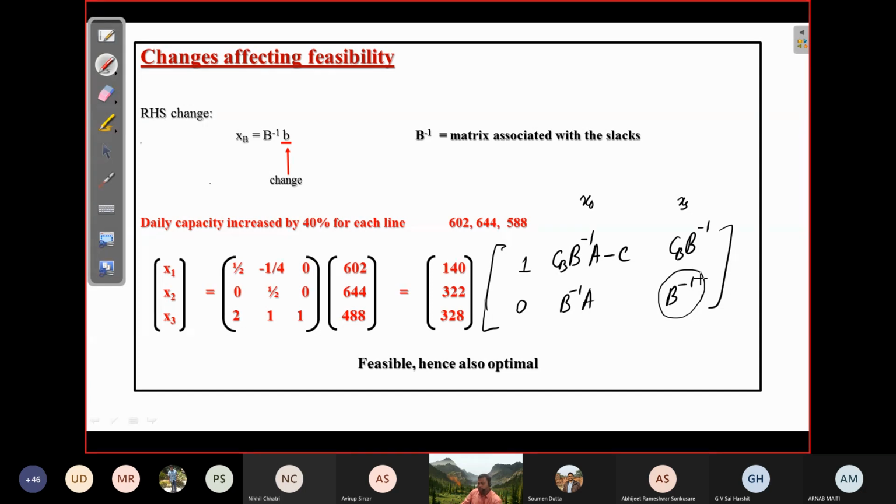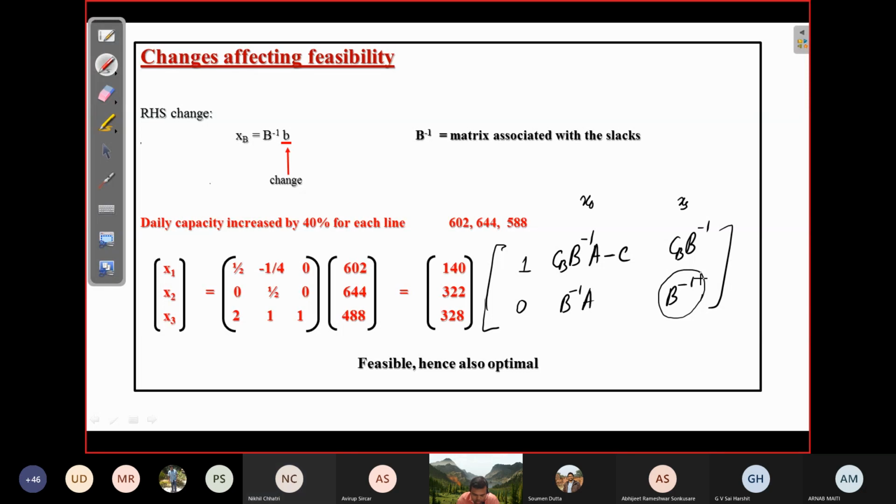And this is what was taught in your revised simplex method. Okay. So B inverse can be directly read from any table by just reading out the coefficients of the slacks associated in the constant set, isn't it? Is it clear? Yes, sir.